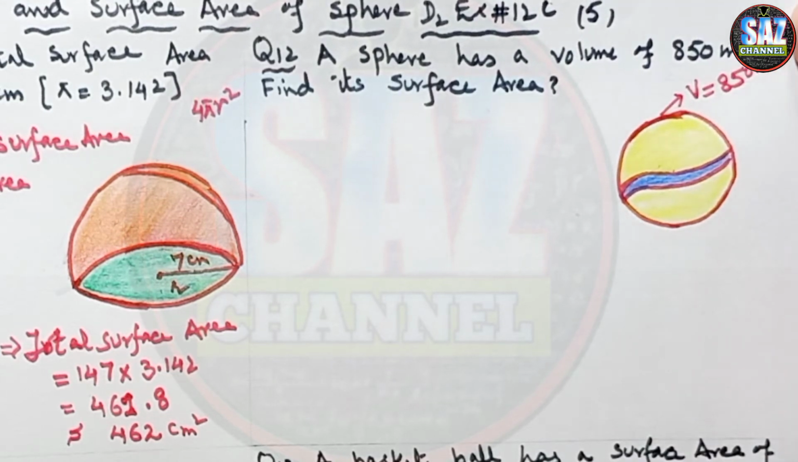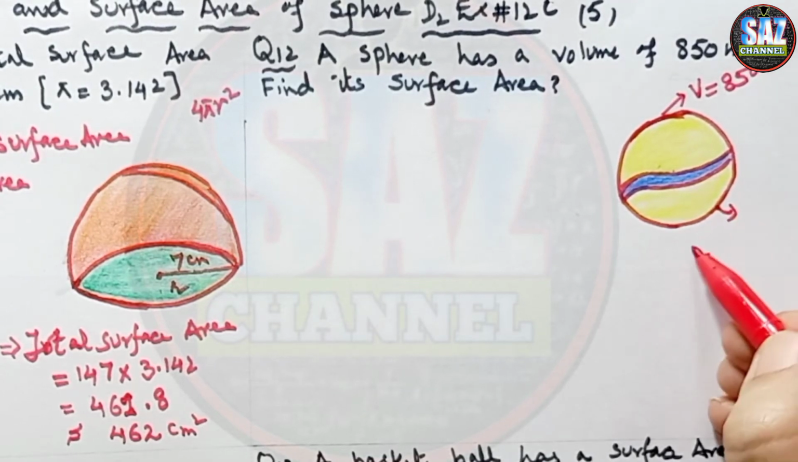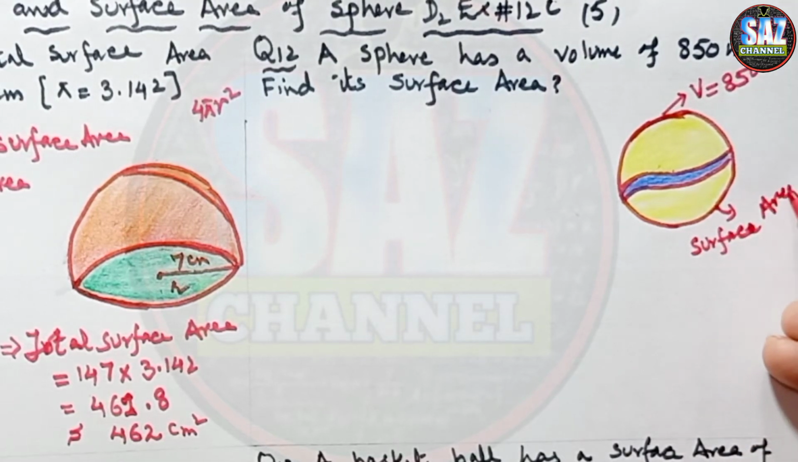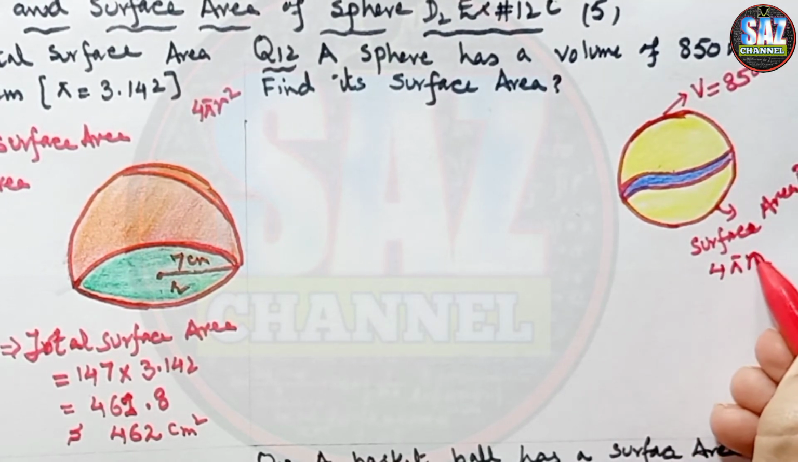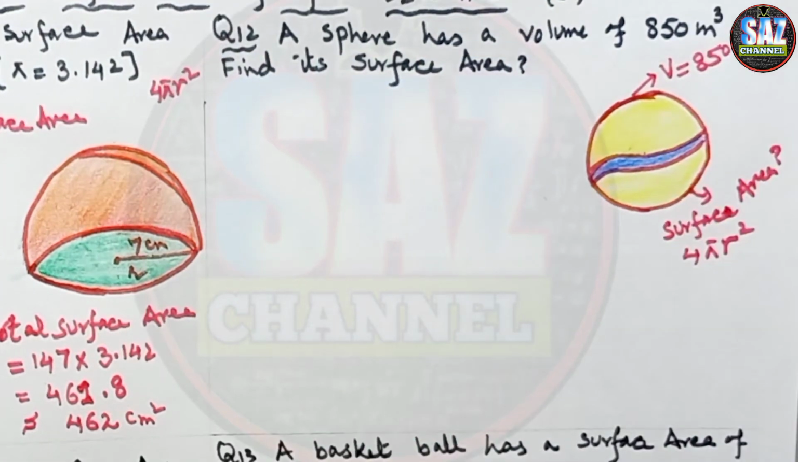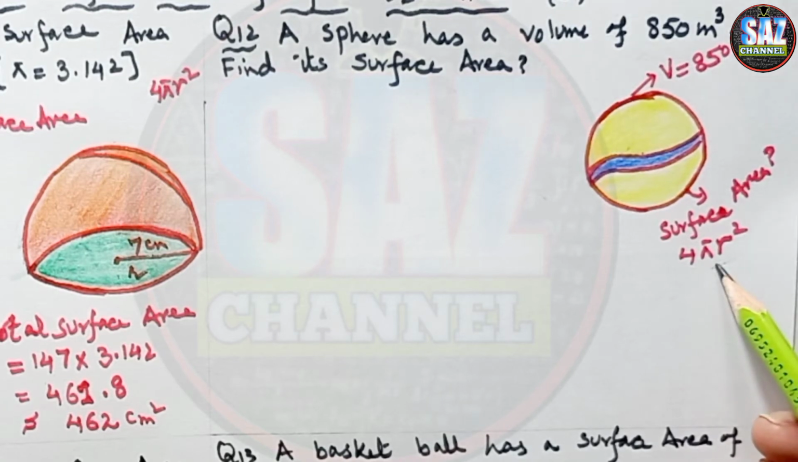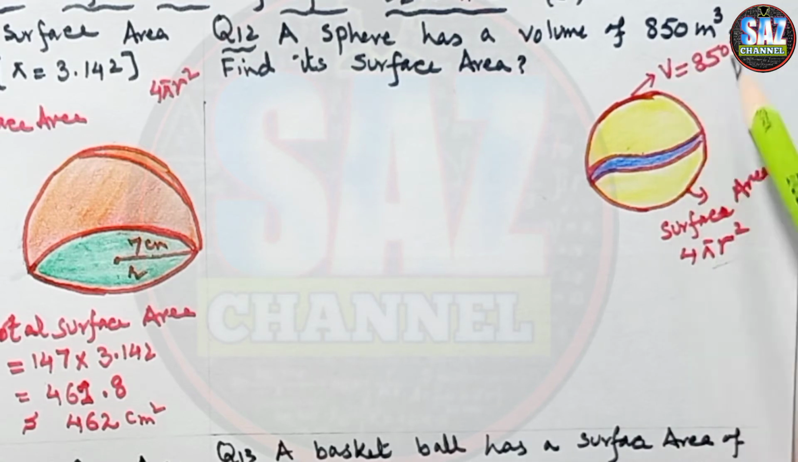And what is the requirement of the question? Total surface area. Now think about the formula of surface area, which is 4 pi r square. That means in order to calculate the surface area, I will need the value of r, and where to get that value of r? That value of r will be obtained by using the concept of volume, which is given. So let's begin the solution of the question.